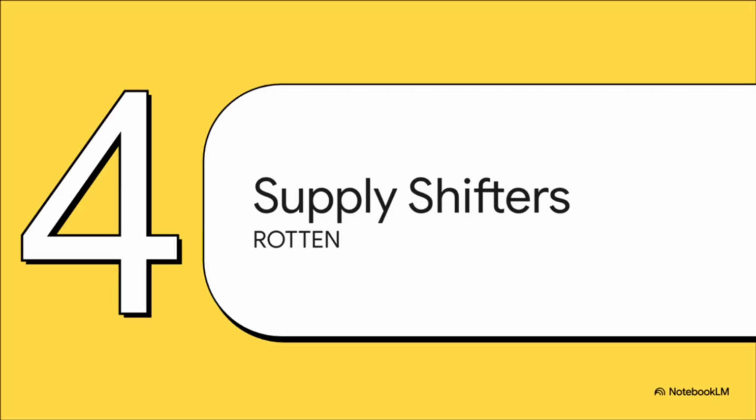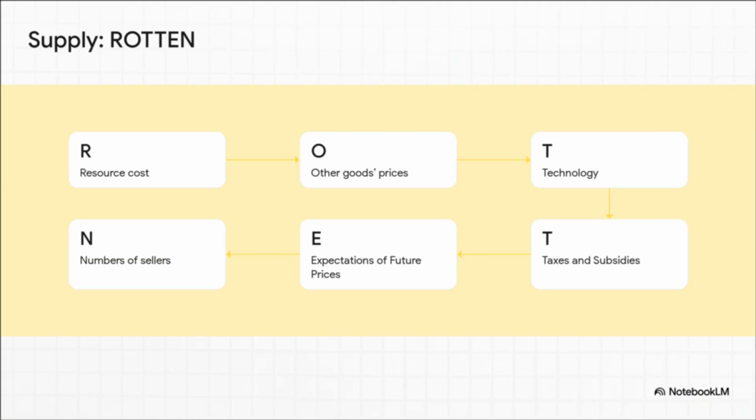All right, so you've pretty much nailed demand shifters. And the best part? The supply side follows the exact same logic. A shift is still caused by something other than the price. It's just that for producers, we have a different set of factors to think about. And yep, we've got a handy mnemonic for that one too. For supply, the word to remember is ROTTEN.